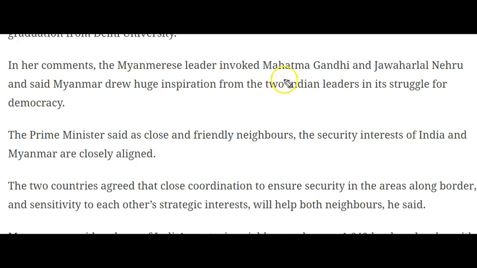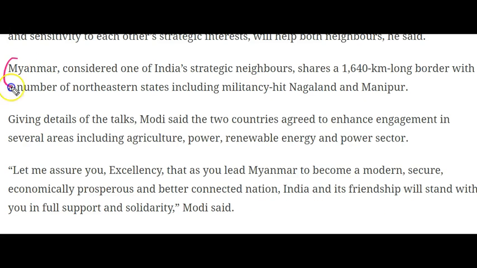Aung San Suu Kyi spoke about Mahatma Gandhi and Jawaharlal Nehru. India got independence and the freedom fight gave inspiration to many countries in the African continent and also in Asia. So Myanmar also drew huge inspiration from India's freedom fight. This paragraph is important for the mains examination.